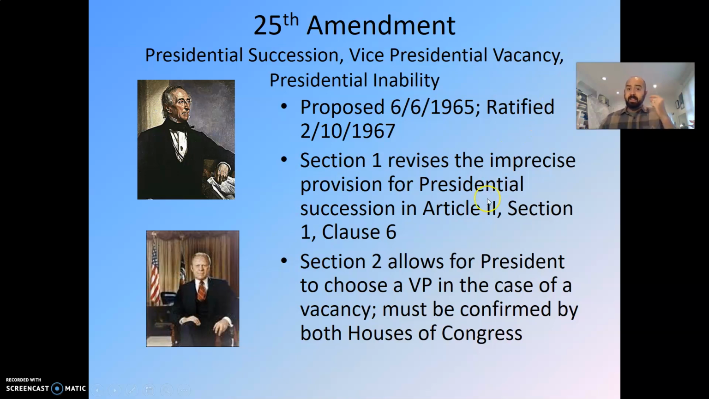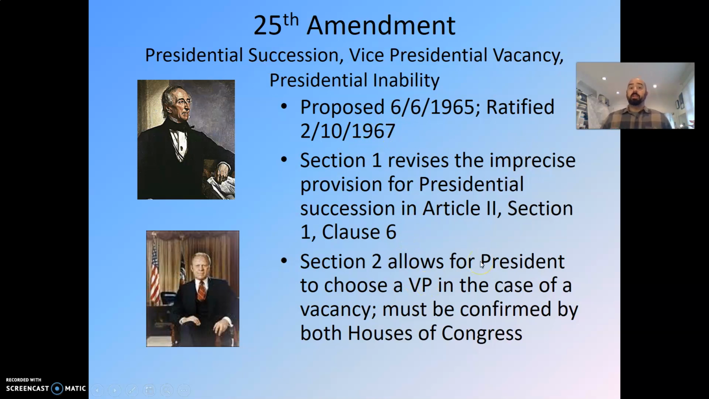One, it clears up the line of succession. It wasn't very specific in Article 2, Section 1, Clause 6 for what happens if the president isn't president anymore. It said that the duty shall fall to the vice president. And there were arguments as to whether that means, are you the new president or are you acting president? John Tyler, the first person who had to take over for a president who had died, stated, "I am the president." And there was debate about this. This is finally cleared up in the 1960s.